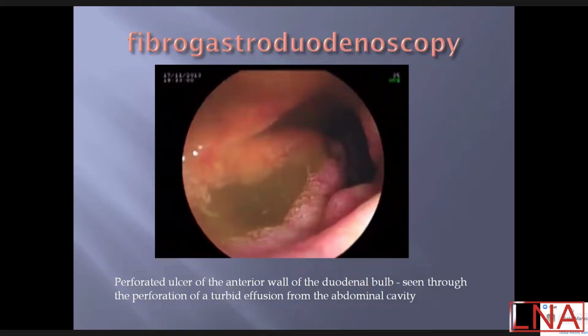A perforated ulcer of the anterior wall of the duodenal bulb is seen, with turbid effusion from the abdominal cavity seen through the perforation. And also, if you have doubt whether perforation is present or absent, the last step, attention, the last step to determine a perforated peptic ulcer, you may use an invasive investigation method. It's laparoscopy. It helps to clarify the diagnosis and choose an objective treatment plan in the course of a comprehensive clinical picture. And in some cases, it allows you to make sure which type of operation is possible.